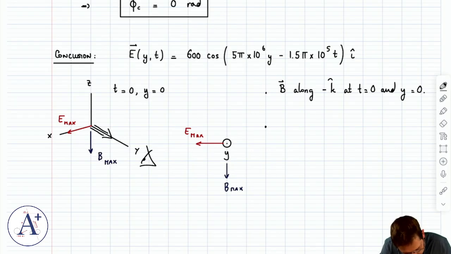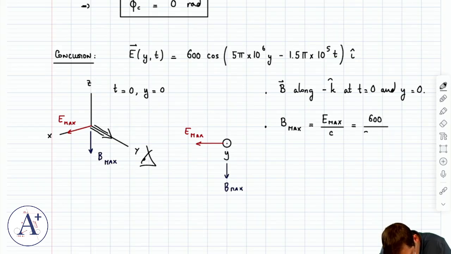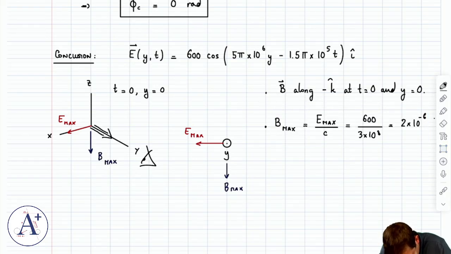And in addition, the only thing that I have missing, so I could write B of y and t, is B max. Okay, well, E is C times B, so E max is going to be, or B max rather, is going to be E max over C. That's going to be 600 divided by 3 times 10 to the 8. That's going to be 2 10 to negative 6 Tesla. And that's going to be B max.